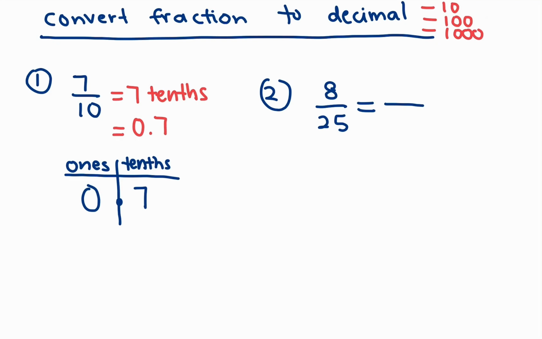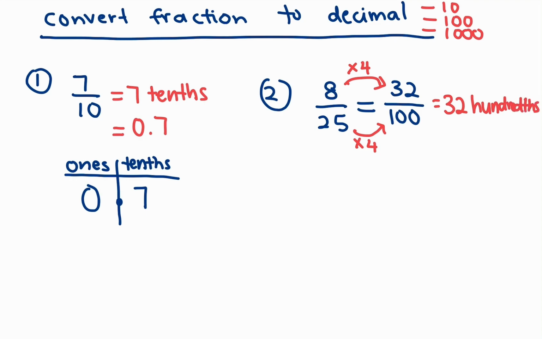Okay, let's try 100. So if I convert to 100, the question to ask yourself is, from 25, how to get to 100? So times what? Times 4. Okay, bottom times 4, top also times? 8 times 4 is? 32. Okay, so 32 out of 100 is the same as what? 32 hundredths. Okay, 32 hundredths. If you don't know, you draw your place value chart.